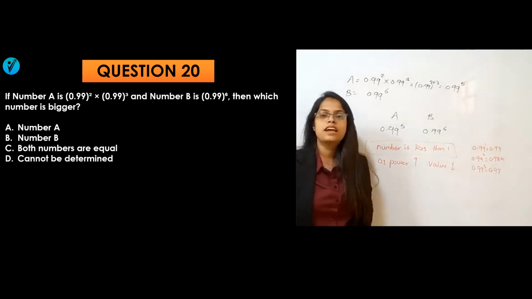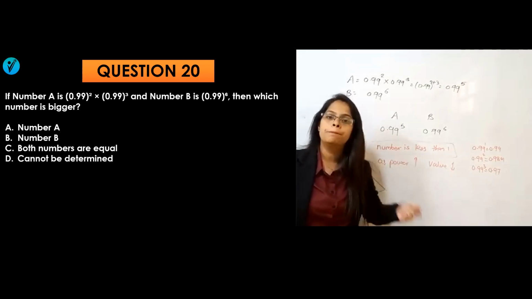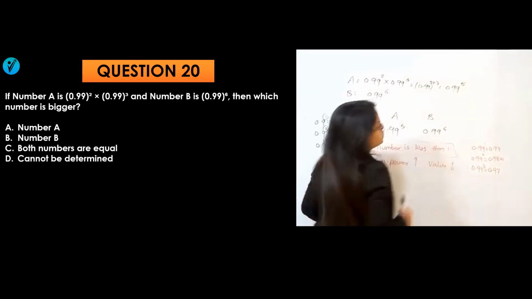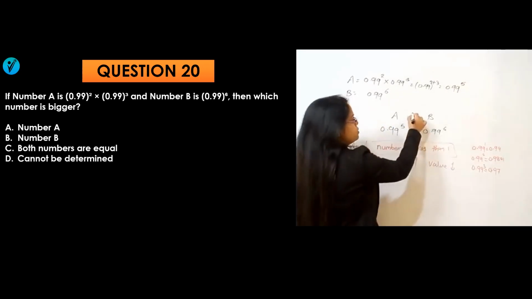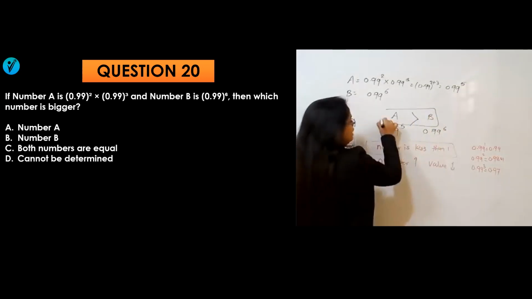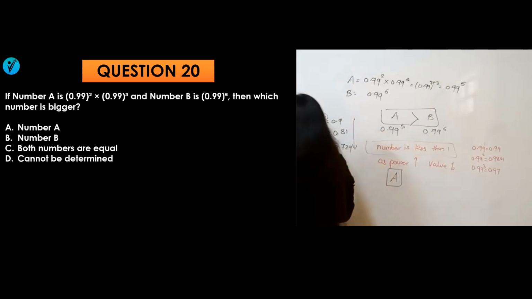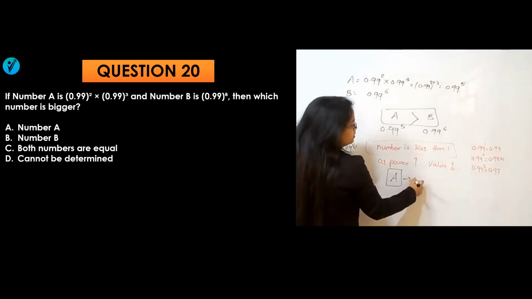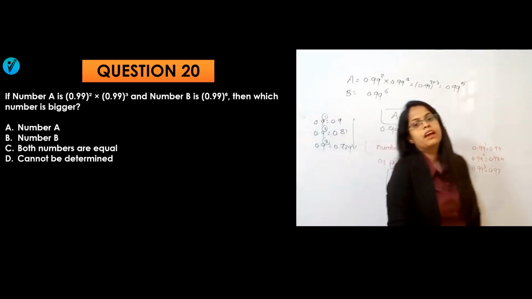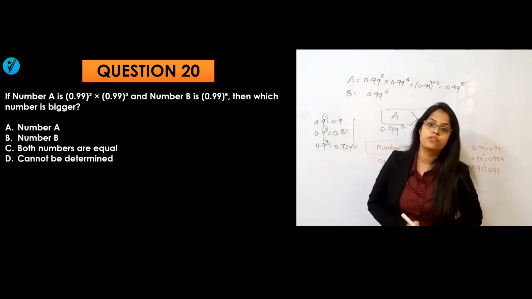So of course, the one with the lesser power will have the bigger value. Between 5 and 6, which has the lesser power? A. So of course, A will be greater than B. So A is bigger. That number A will be your answer. And that's it. This was again a conceptual question.